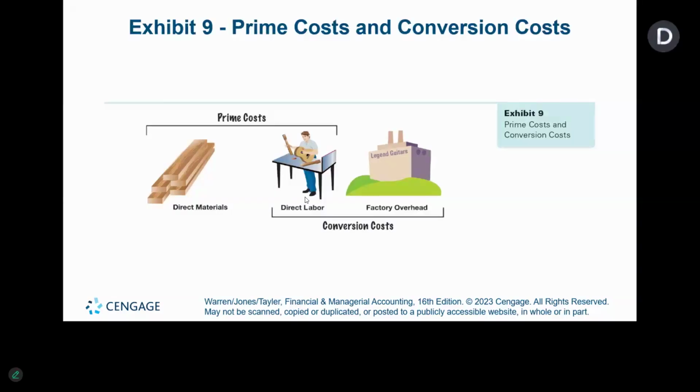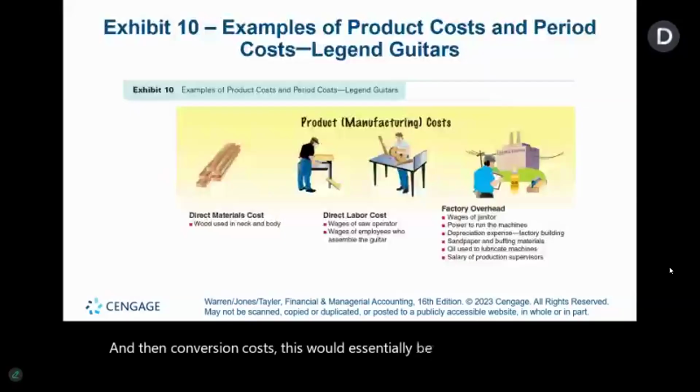And then conversion costs would essentially be direct labor and factory overhead, and these are basically the costs of converting the materials. Direct labor is right in the middle, as it is both a prime cost and a conversion cost.